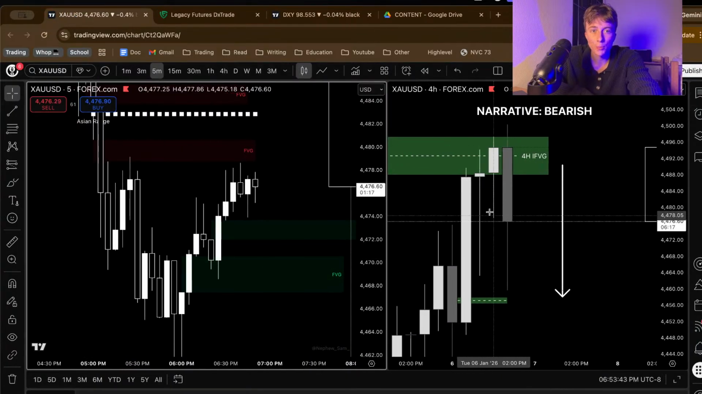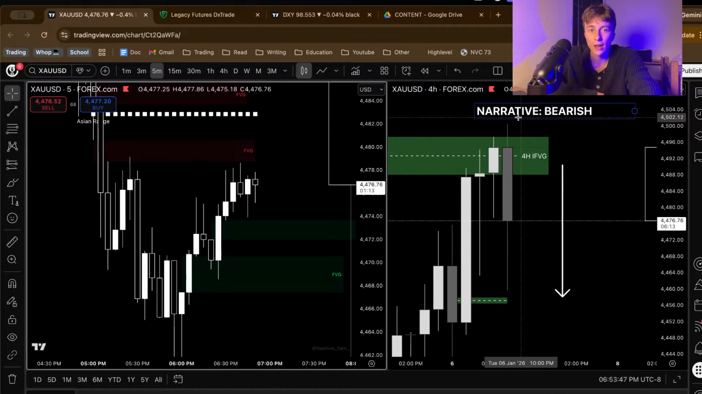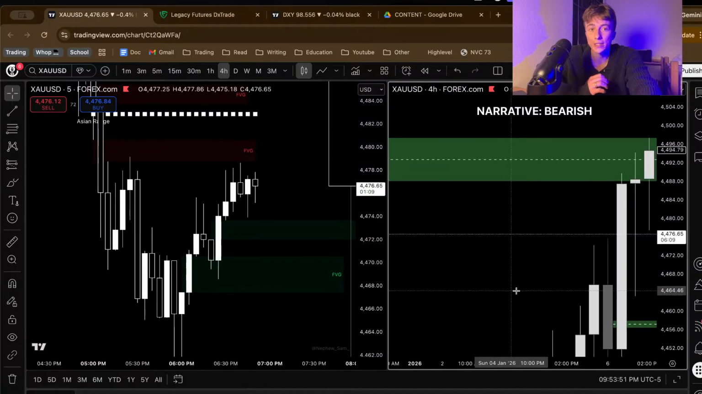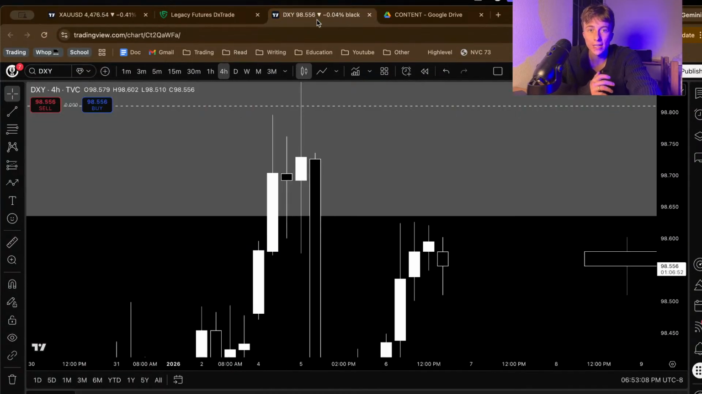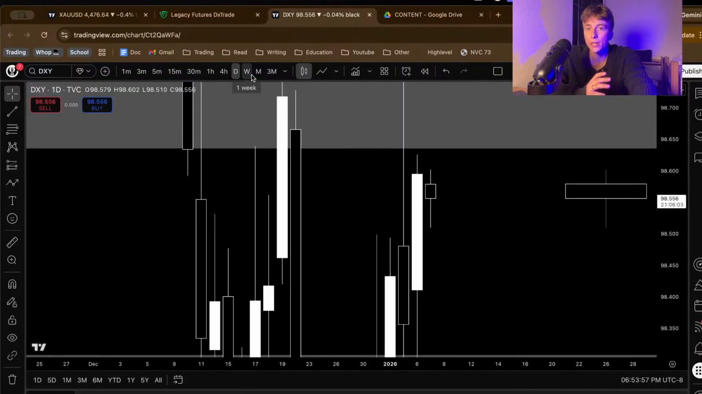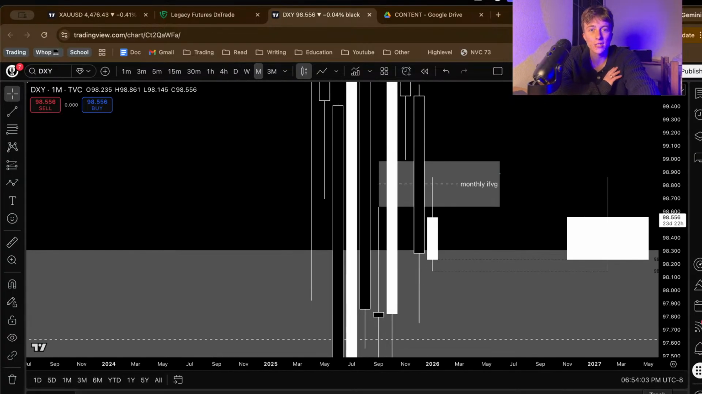So just off the rip, what I'm noticing from the open is that we got a 4-hour IFVG up here on the 4-hour time frame, and gold actually respected it and melted. This means that DXY was probably running higher, and I'm still expecting gold to go down for this simple reason. If you've noticed on the monthly time frame on the dollar, we had this monthly IFVG.